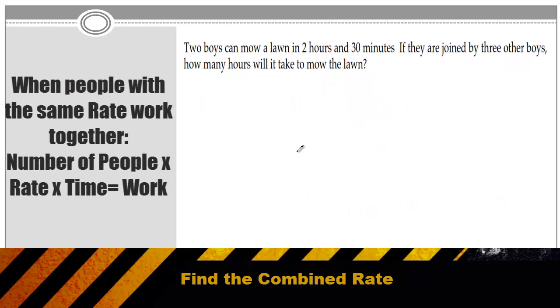In this problem, we're comparing sets of boys, a group of 2 boys, and they're going to be joined by 3 other boys later. Since the problem doesn't tell us they have different rates, we can assume that each boy is working at the same speed. So we have multiple boys with the same speed, so we're going to use the equation that the number of boys we have times their rate times their time is equal to the work getting done.